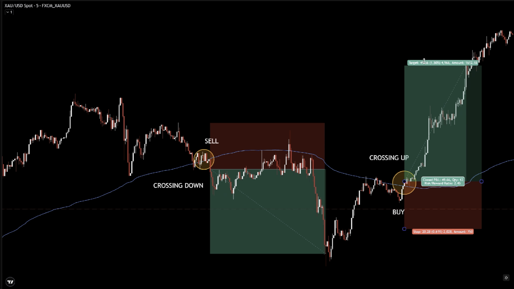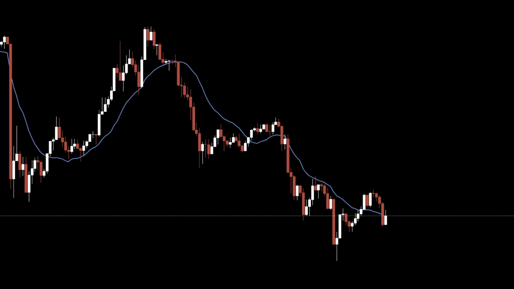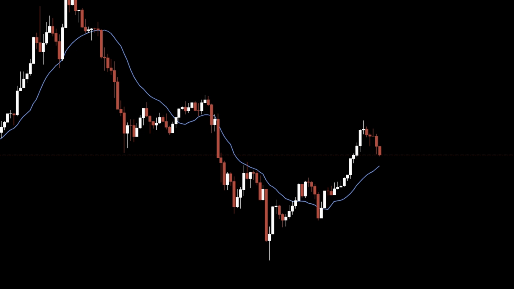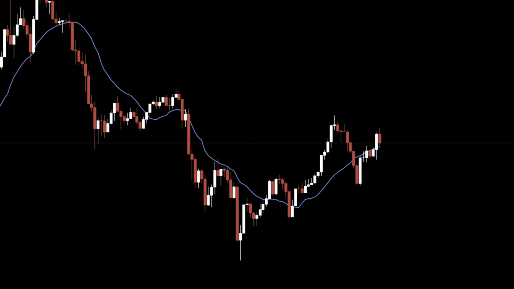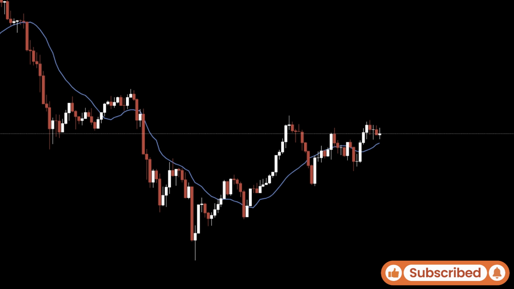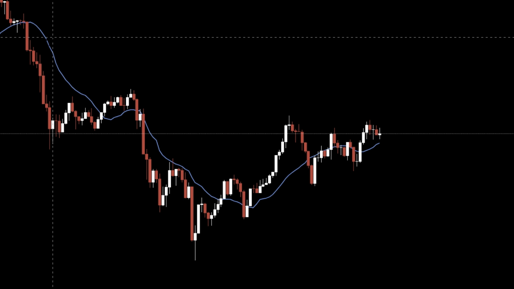Watch what happens when the market does this. Crosses up, fake out, crosses down, fake out, crosses up again, another loss. You're bleeding capital and you don't even know why, because this isn't a trending market anymore. It's sideways, and that simple crossover approach just turned your account into a slot machine.